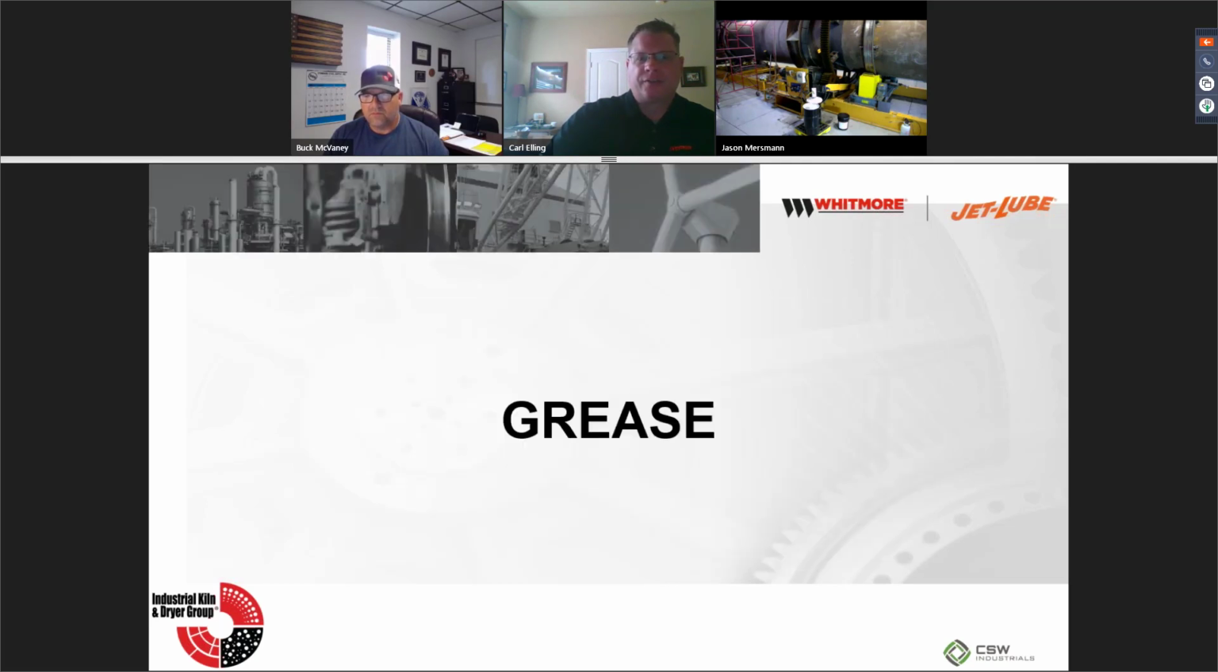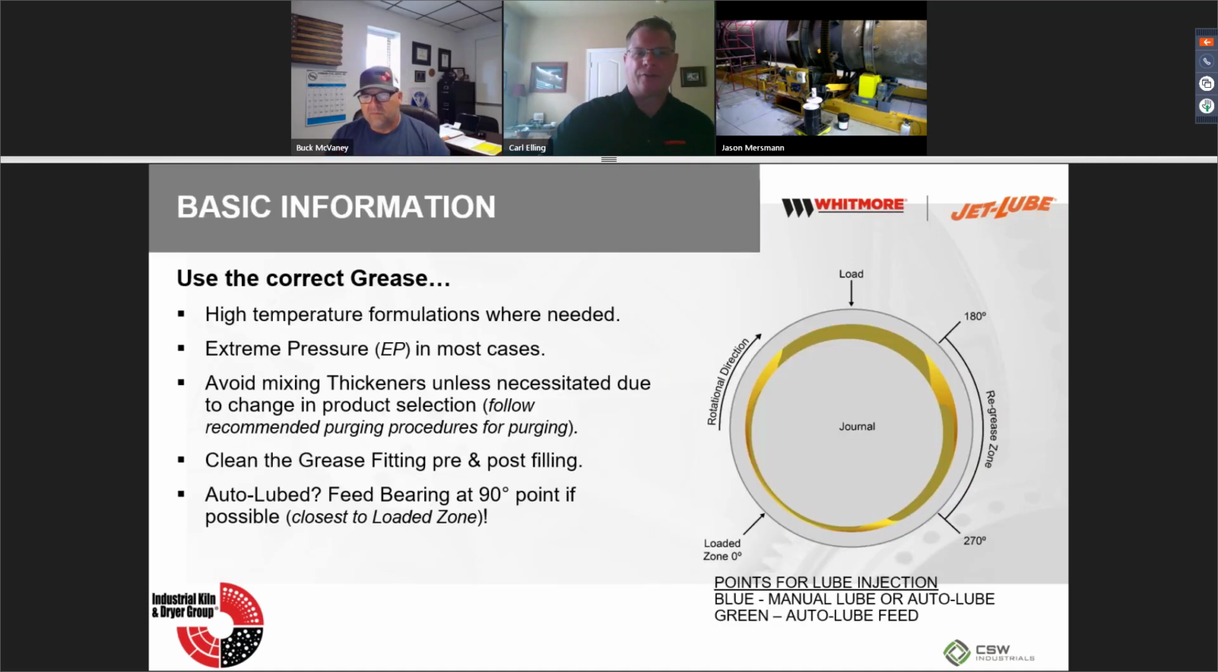So let's dive into the grease, because this is where a lot of people love to go play, because we don't know a whole lot about it and how they work. So we're going to go into some basic stuff. Using the correct grease is very, very key. Look at your temperatures. You're also going to need EP values on this one, so extreme pressure grease is used in most of these applications.